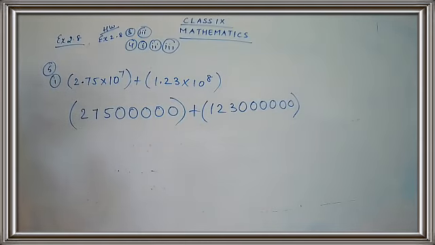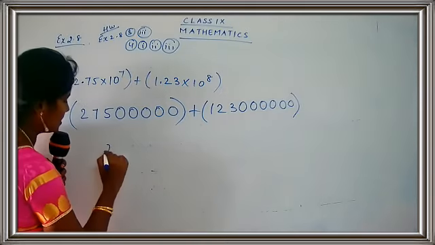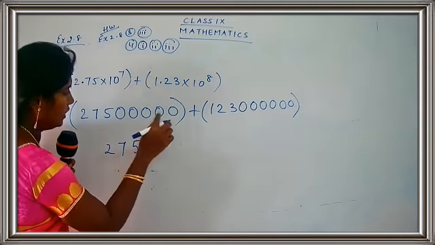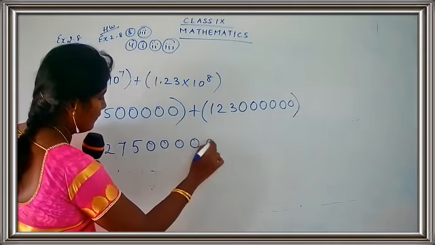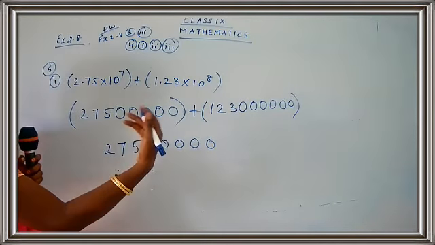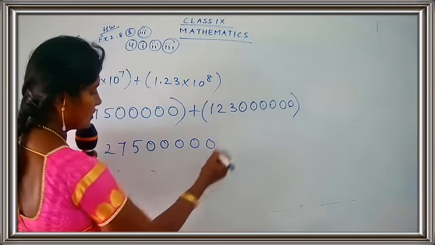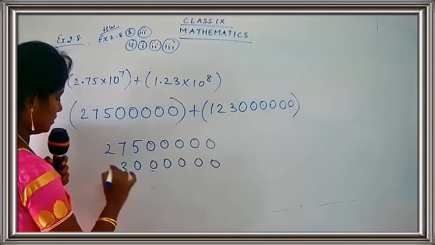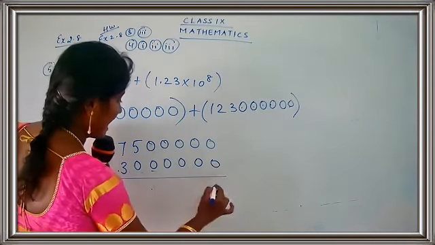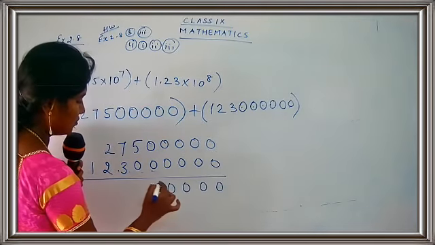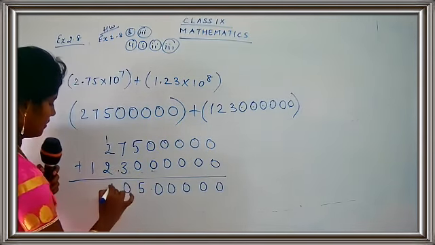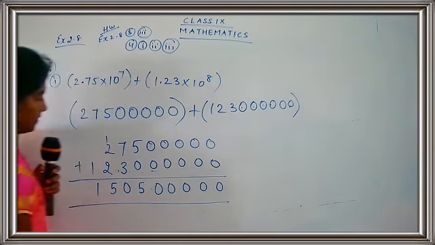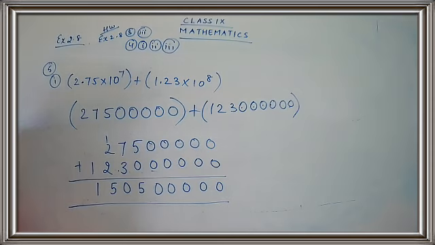So I'm just going to add these two numbers. Be careful when you add the numbers. Write down the positions carefully. 2, 7, 5, 1, 2, 3, 4, 5. Let me start writing the numbers from the last position. So 6 zeros. Then 3, 2, 1. Let me add this: 0, 0, 0, 0, 0, 5, 10, 5, 1. So 1, 5, 0, 5, 0, 0, 0, 0, 0.